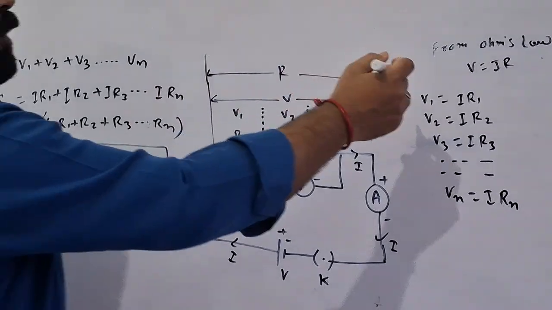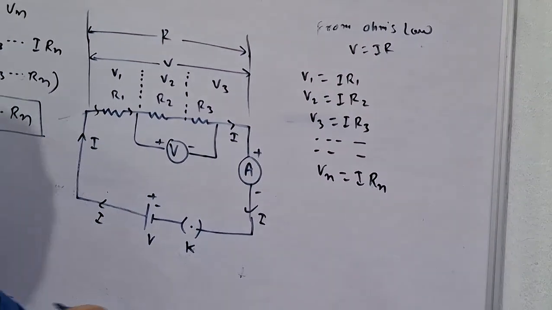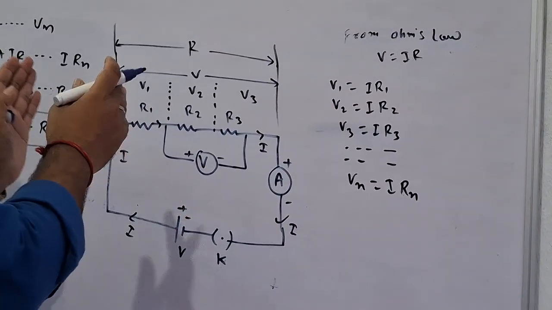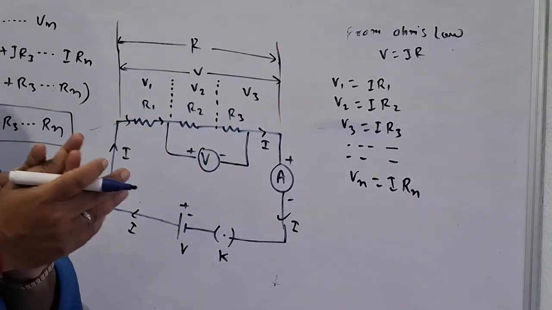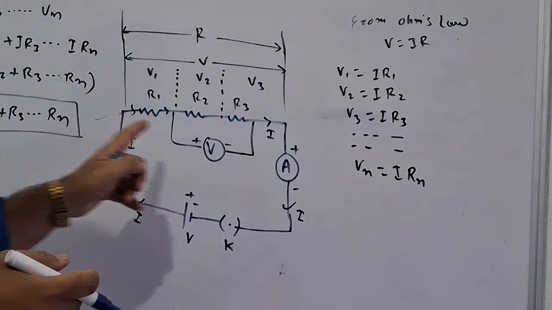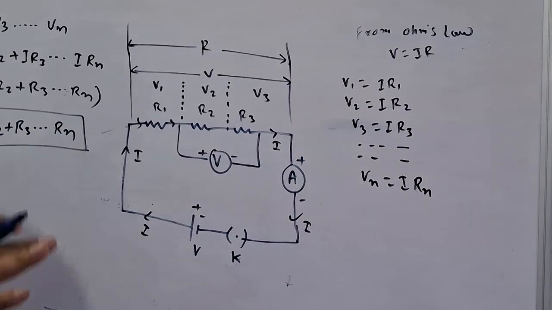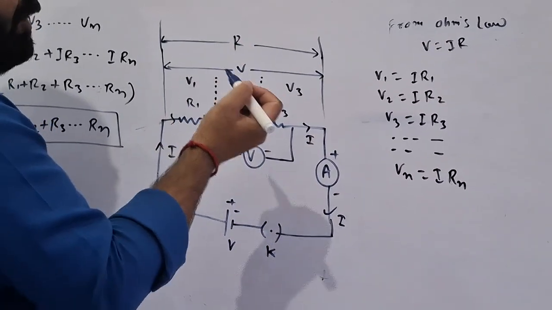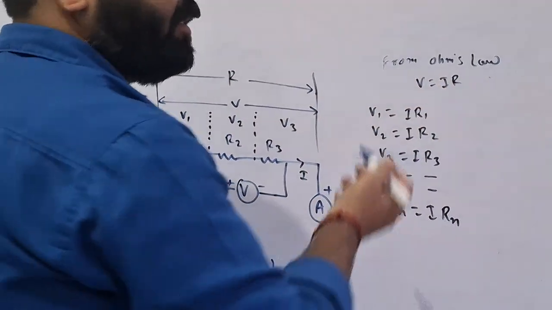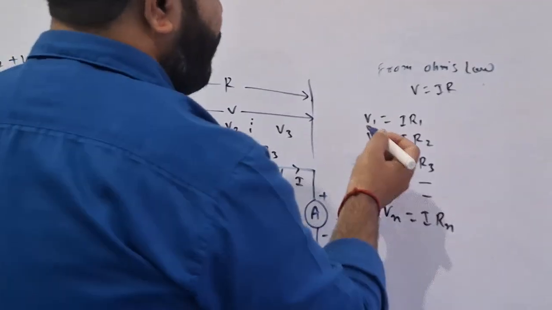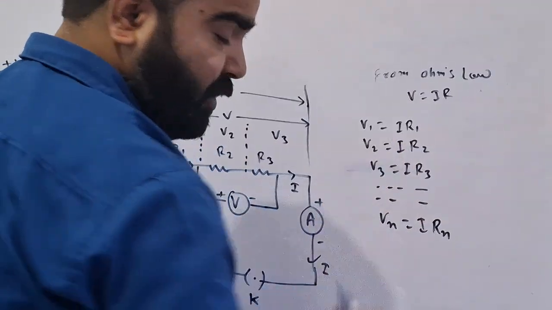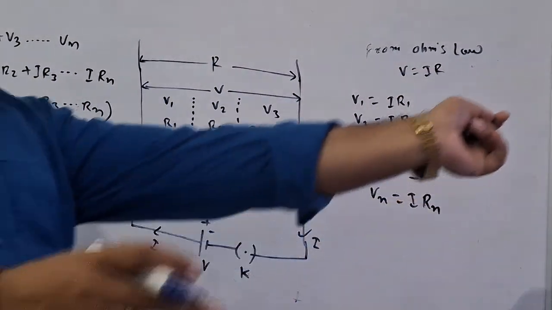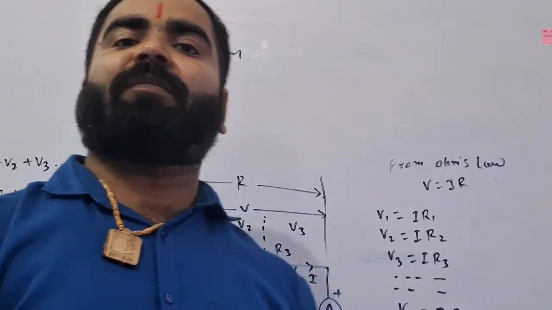Now from Ohm's law, what do we know? V is equal to IR. So V1, the potential difference, would be different for different resistances in this case, but the current flowing through each resistance is the same. Now V1 is equal to IR1, V2 is equal to IR2, V3 is equal to IR3. The same applies if there are a lot of resistances.